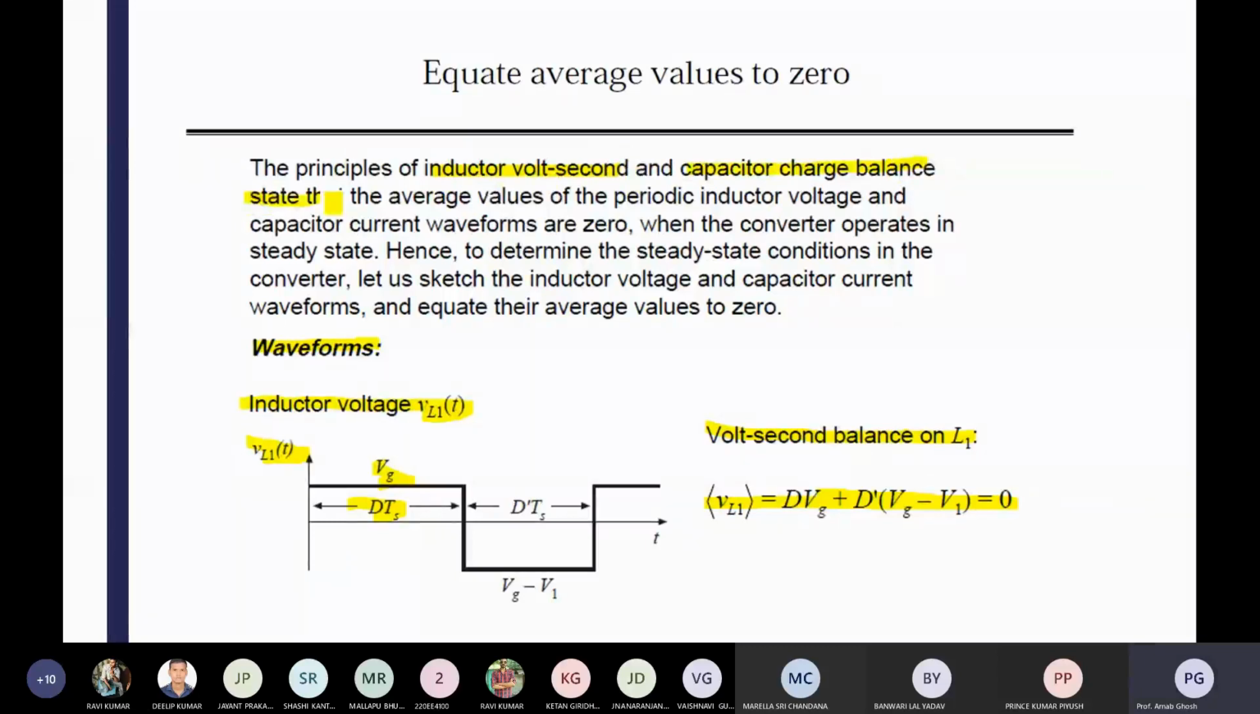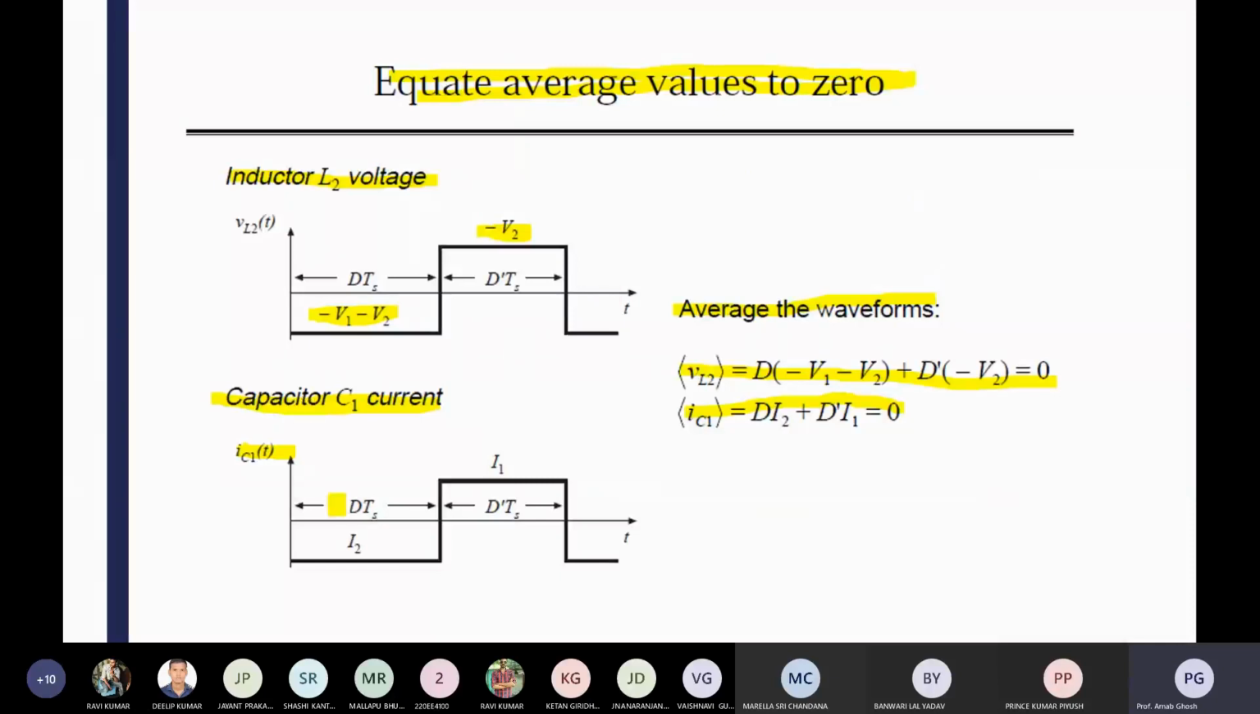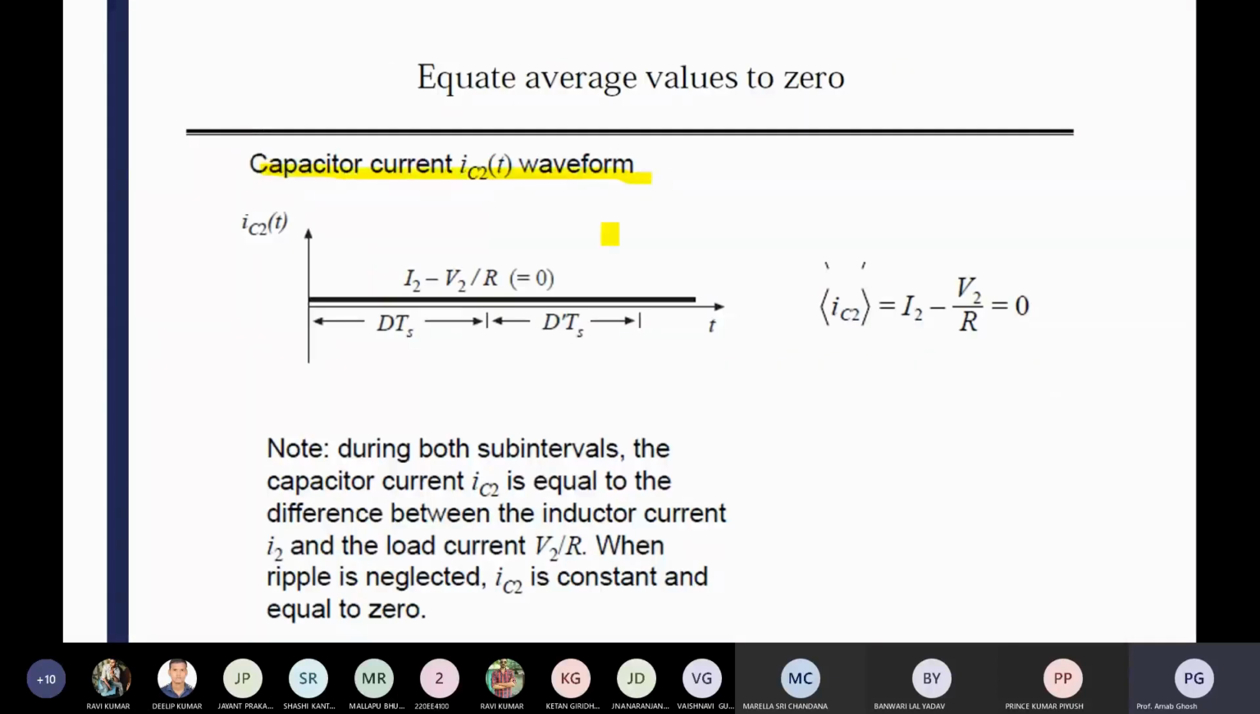In steady state, the average value of the periodic inductor voltage and the capacitor current waveform should be 0, when the converter operates in the steady state. Hence to determine the steady state condition in the converter, let's take the inductor voltage. All the values have been sketched over here. Then the capacitor current IC2, you can see it is coming fixed, the same, so it is 0.